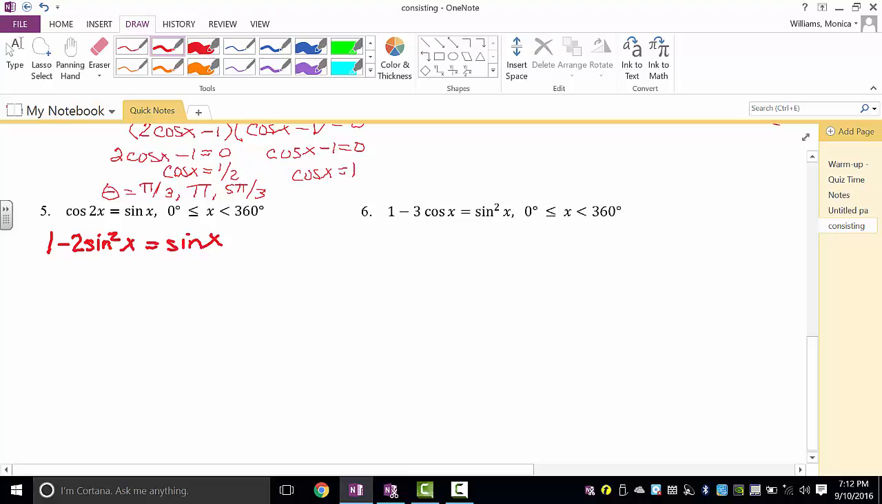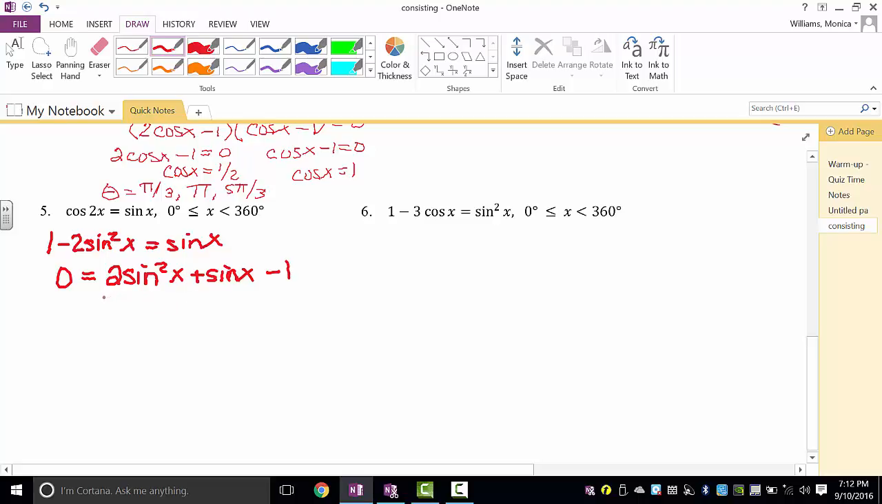Now notice I have a sine squared and a regular sine. So that tells me I need to get everything on the same side of the equation, because it's a possibility that I will be factoring. Since I have a negative 2 sine squared, I'm going to move everything to the right this time. So I have positive 2 sine squared x. I'm moving the 1 over, so it becomes a negative 1. But I'm going to put my sine first.